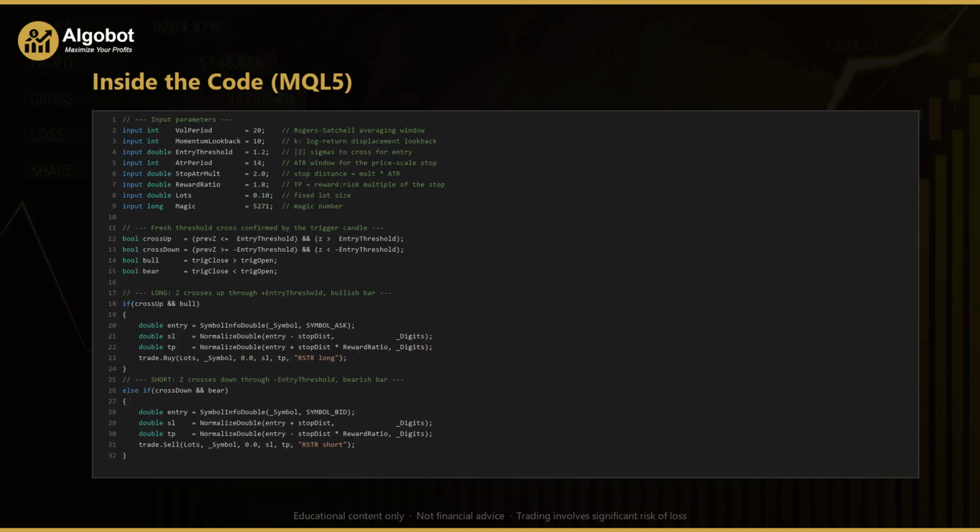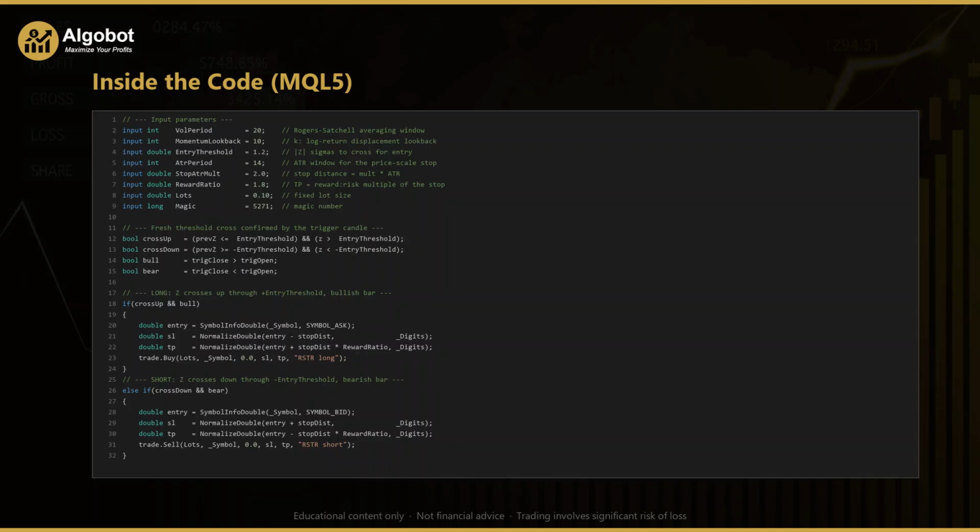ATR period and stop ATR multiple shape the stop distance, and reward ratio sets the take profit as a multiple of that stop. Lots fixes the position size, and magic tags the orders. Below the inputs, four booleans do the decision-making.